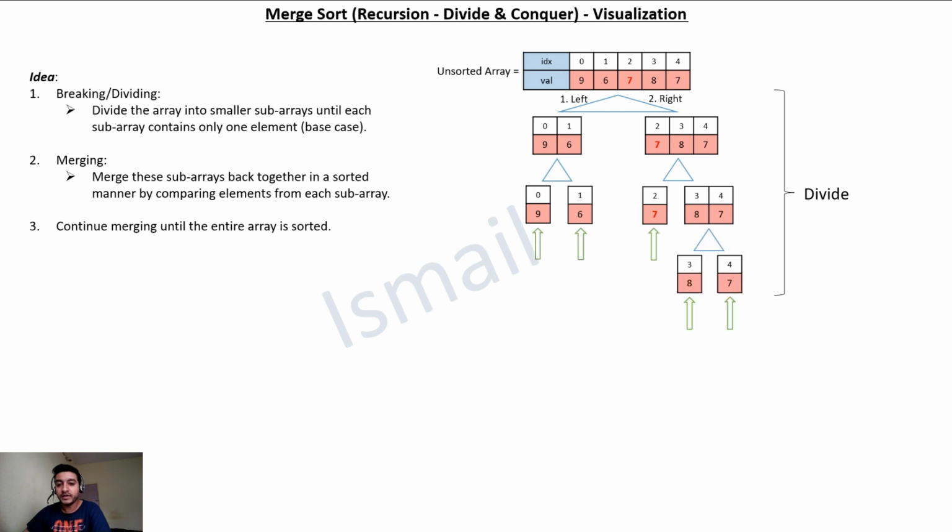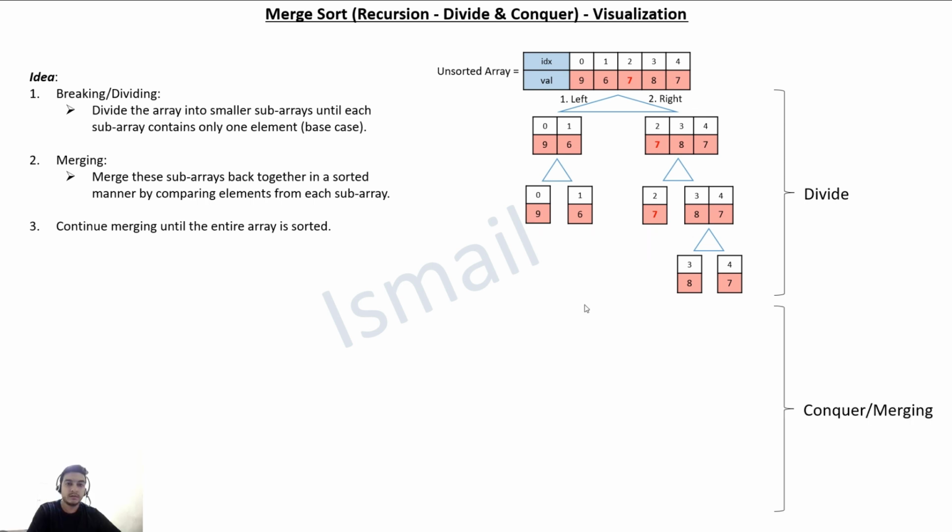At this point, we have completed step 1. That is, the original array is divided into individual subarrays having one element each. Now, let's move on to the second step of the merge sort, that is, merging the subarrays in a sorted order.